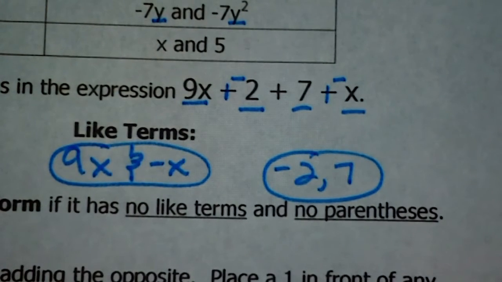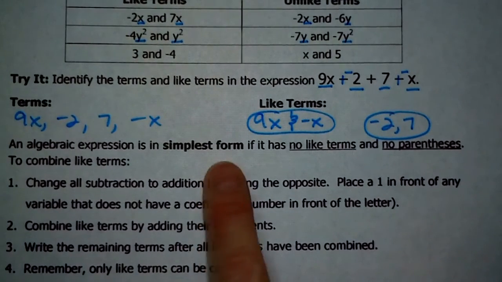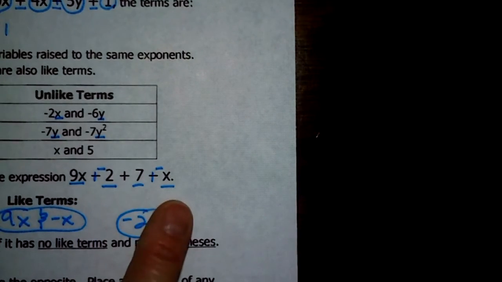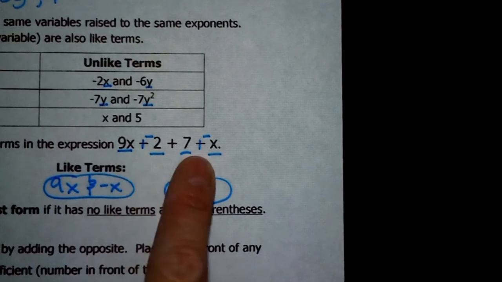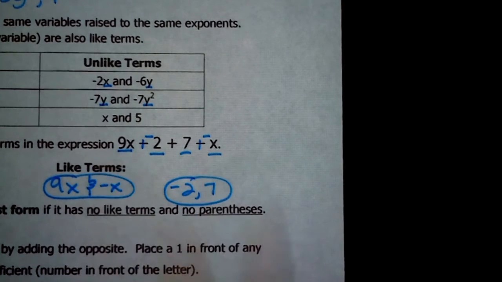Well, because I need you to be able to write expressions in simplest form. And being able to understand like terms is the first step to doing that. So an algebraic expression is in simplest form if it has no like terms and no parentheses. You know a fraction is in simplest form when there's not a number that will divide evenly into the top or the bottom, right? If you're looking at a math expression like 9x minus 2 plus 7 plus negative x, you have to recognize that this is not in simplest form because I have two of the same variable going on. You can't have like terms if it's in simplest form.